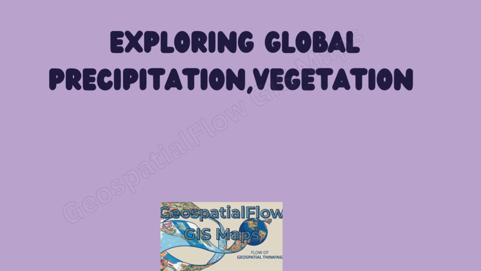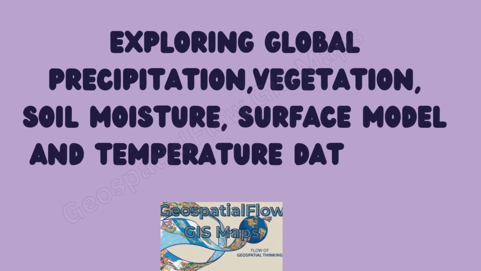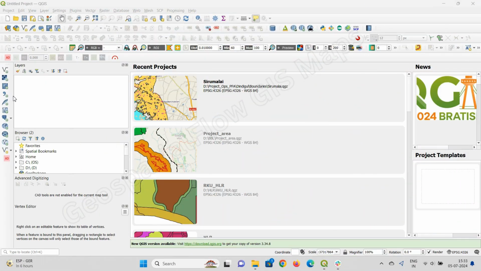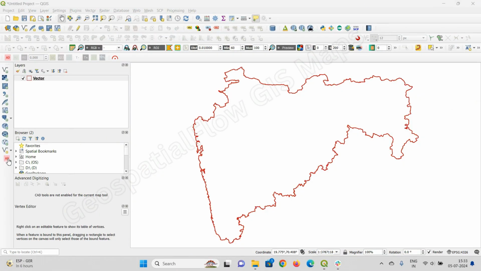In this video we will see how to explore global precipitation, vegetation, soil moisture, surface model and temperature data with the JAXA API plugin in QGIS. Let's open a QGIS window and load a vector layer.